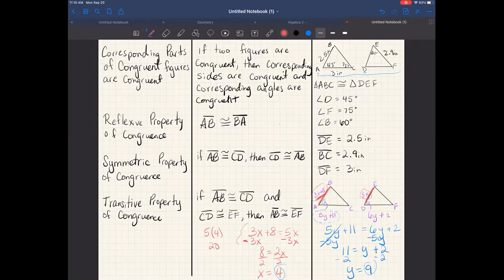And the same thing for the angles. You don't have to copy this part of me working through. I just want you guys to see that if I were to do 5 times 9 plus 11, that gives me 45 plus 11, which is 56. So my main point was to show you guys that these two are equal. You can solve for X, plug it in, and that's it.